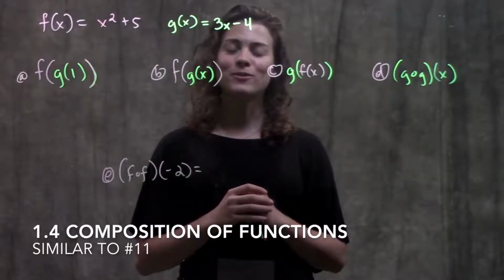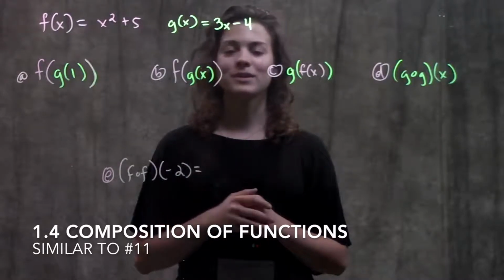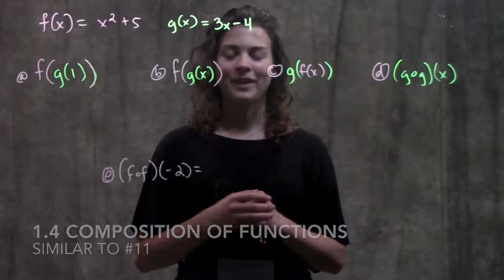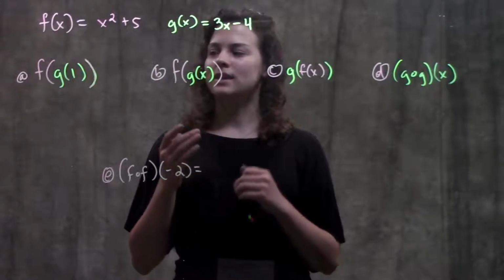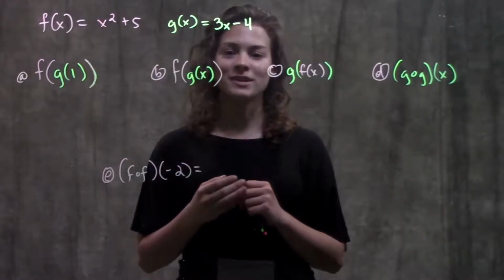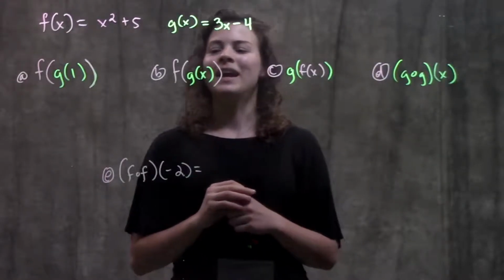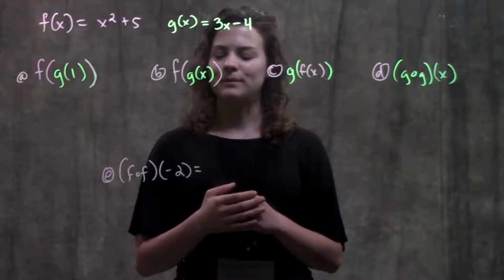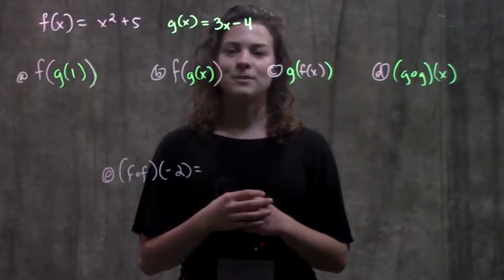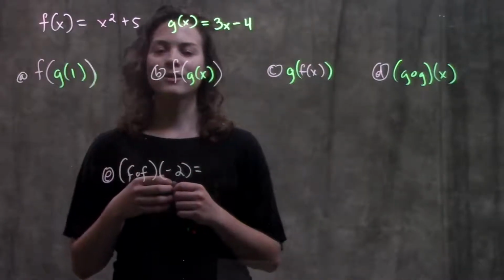This is section 1.4, composition of functions. In this video, we're going to go through a problem that's really similar to number 11 in your book. This problem is asking us to solve a variety of composite functions given these two functions here. The first time you look at this it's super confusing, but it's not that hard once you go through it a couple times. And once you go through it a couple times, you become a lot more familiar with it. It's a lot easier. So let's go ahead and go through this.